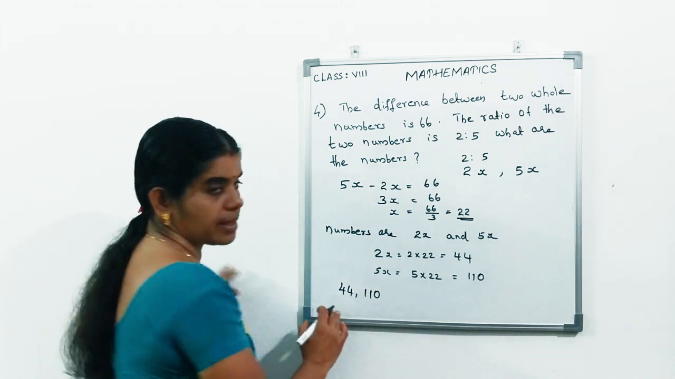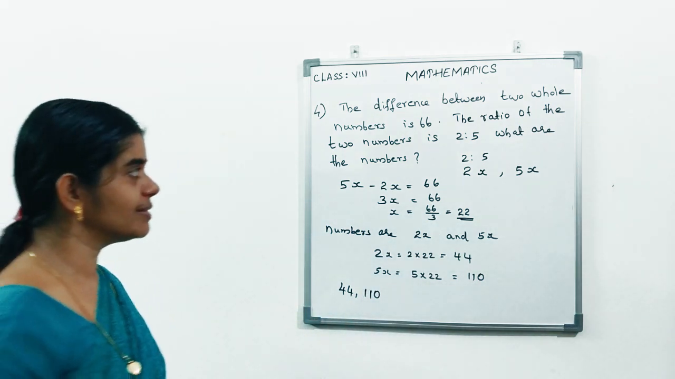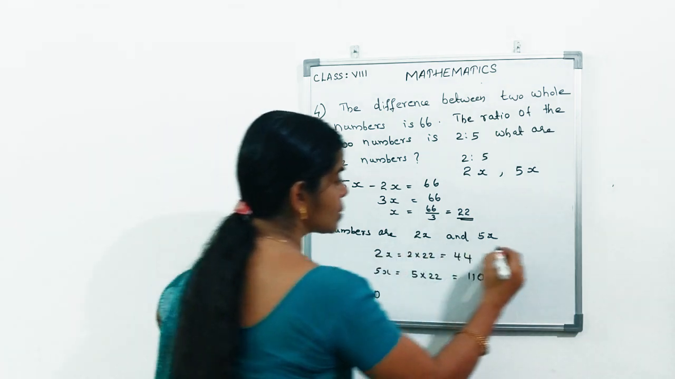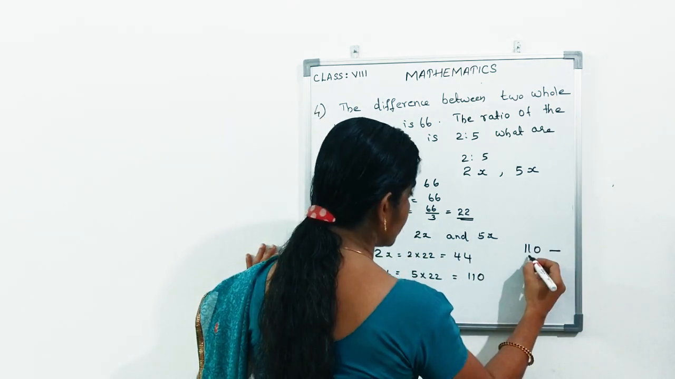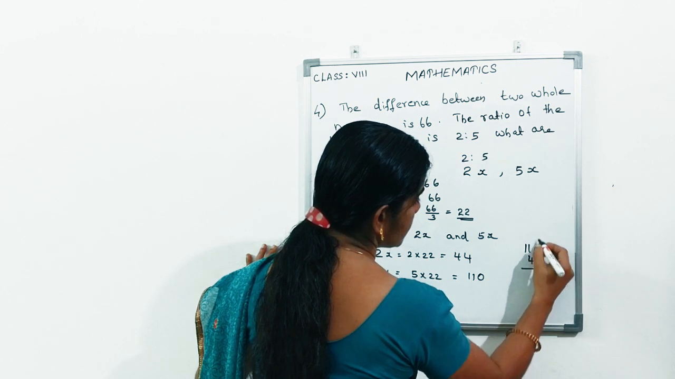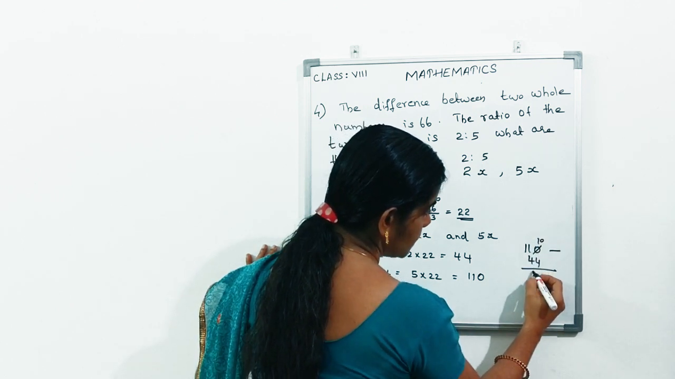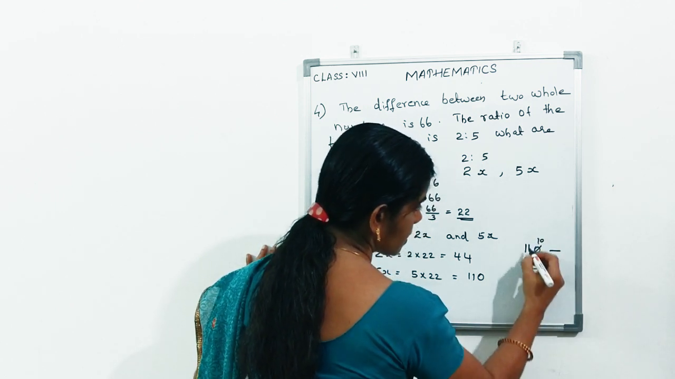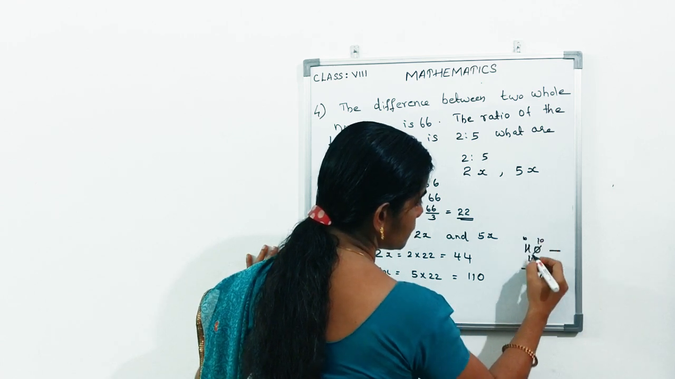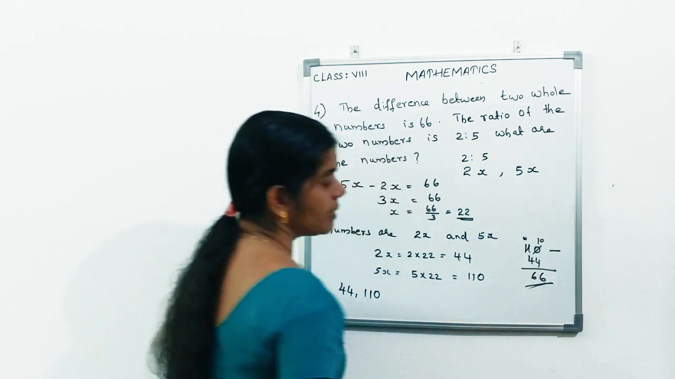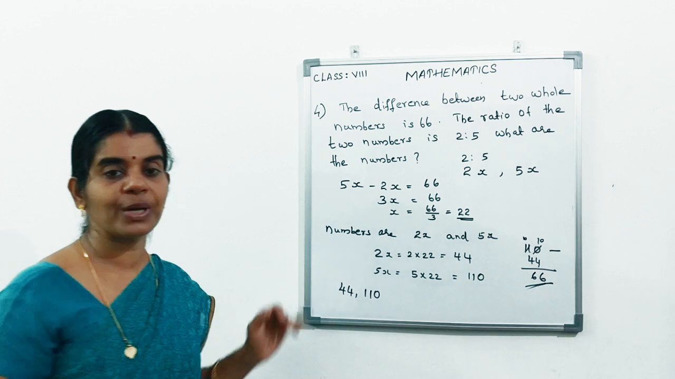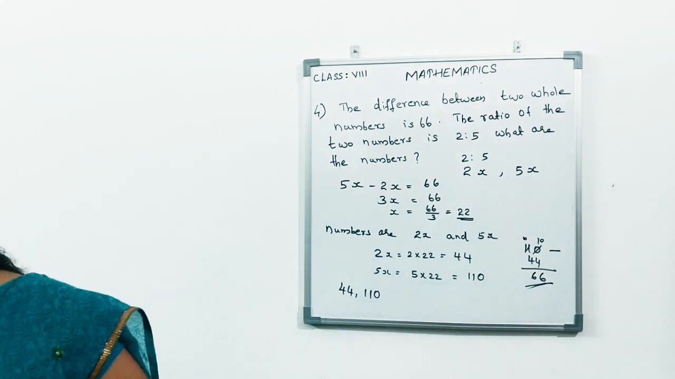Then we want to check whether our answer is correct or not. How? We look at the difference of these two: 110 minus 44. 10 minus 4 is 6, and 11 minus 4 is 7... that also gives us 66. Therefore our answer is correct.